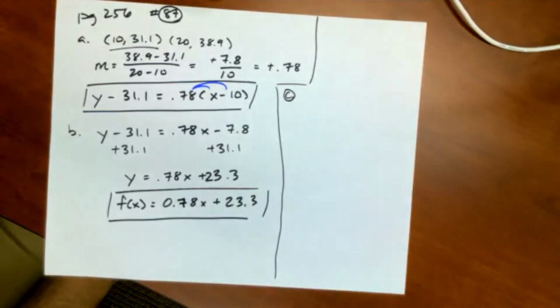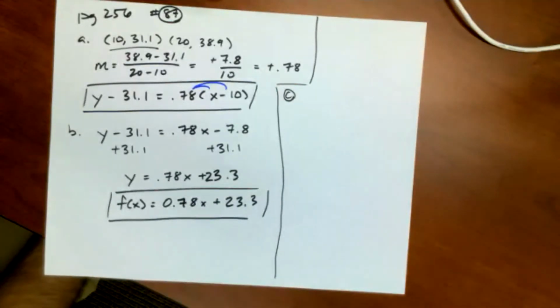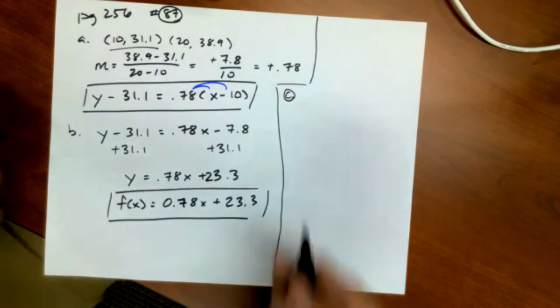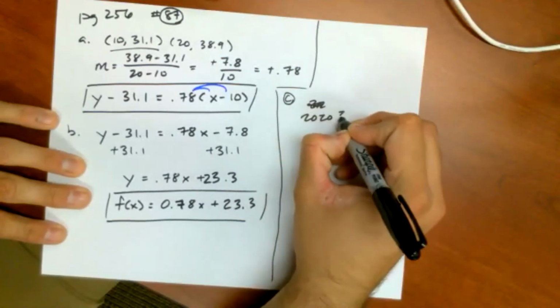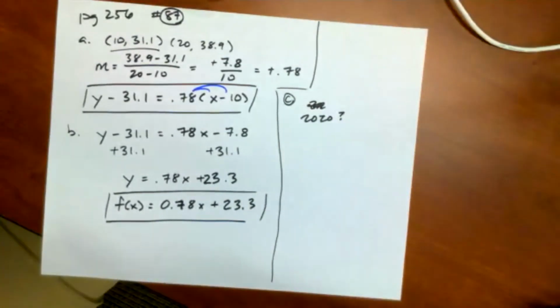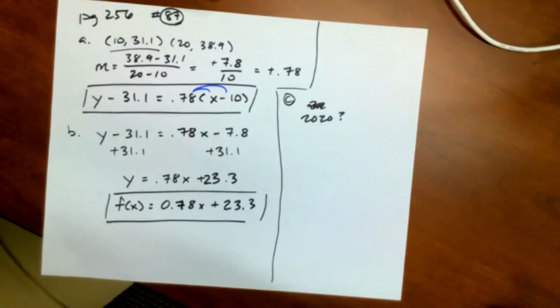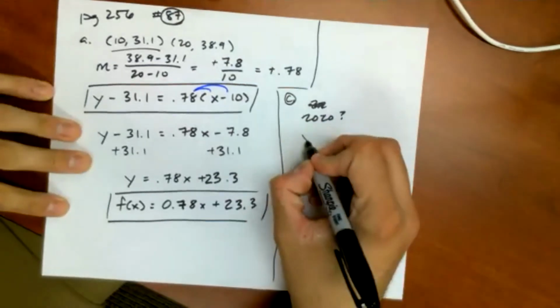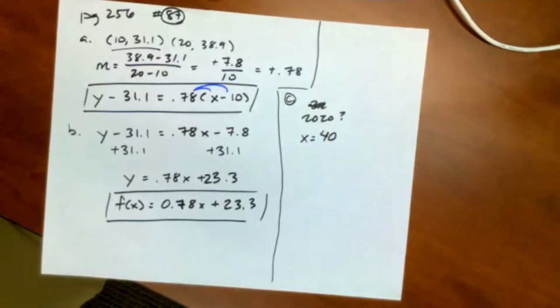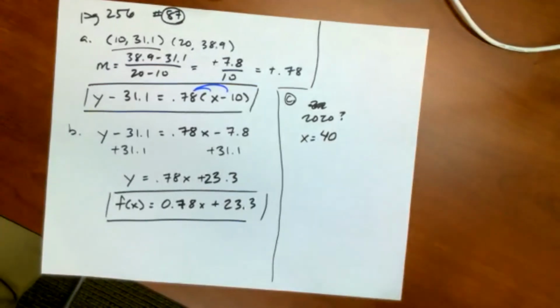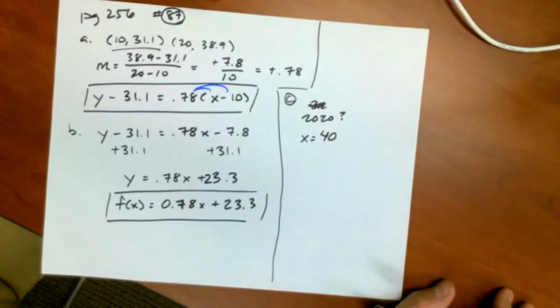So now let's do part C. Part C says use the linear function to predict the percentage of never married American females in 2020. So what about 2020? Now you got to think the X value is years after 1980. So our years we're going to use then would be 40, right? Because 1980 was 40 years ago.